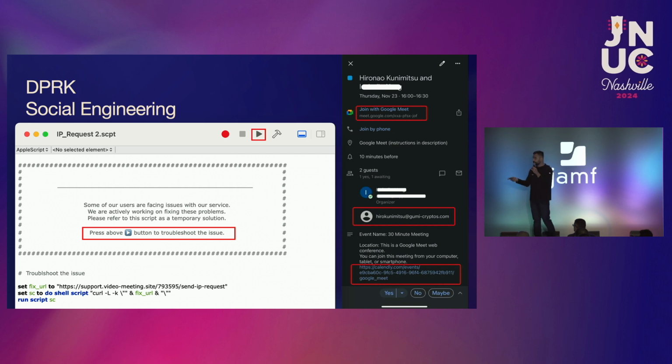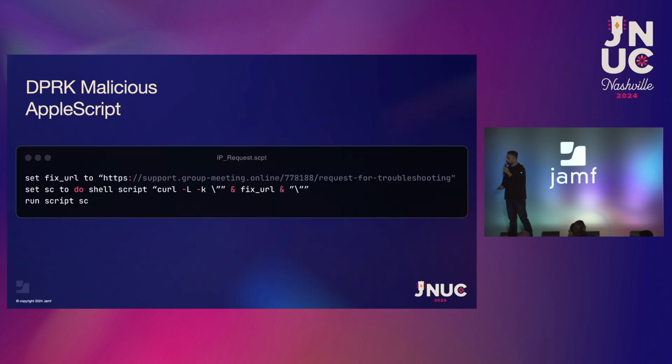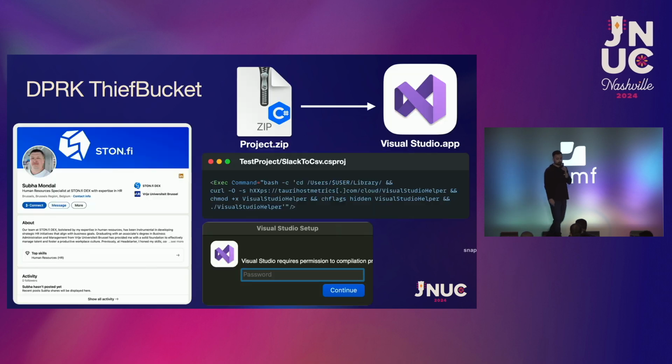When double-clicking on this script file, it actually opens it in Script Editor, which is pretty clever because Script Editor is a built-in application on macOS. You can build AppleScript, you can build JavaScript for automation. And in this, they have a comment box saying, please press the button above to troubleshoot the issue. And when they hit that play button, do you think you would get a Gatekeeper prompt? No. So they're leveraging this because they want to get around Gatekeeper. And the code is pretty simple. It just goes to a URL, curls down whatever's sitting at that URL, the script, sets it to the variable SC, and then it just runs it. So no Gatekeeper prompt, pretty clever technique.